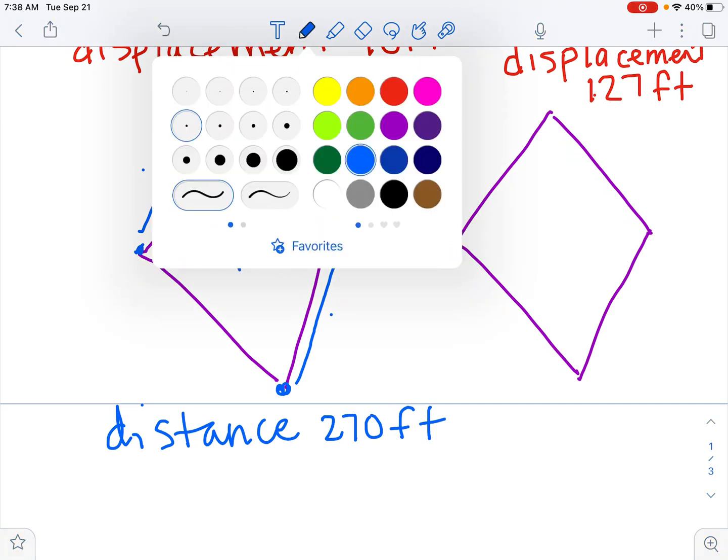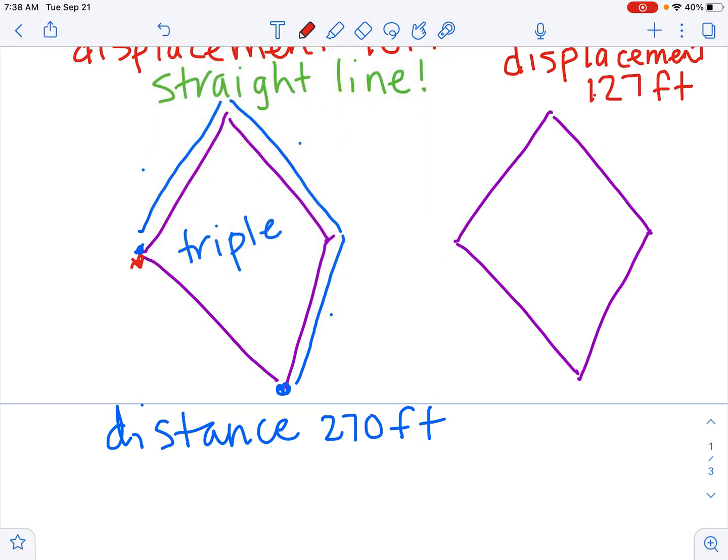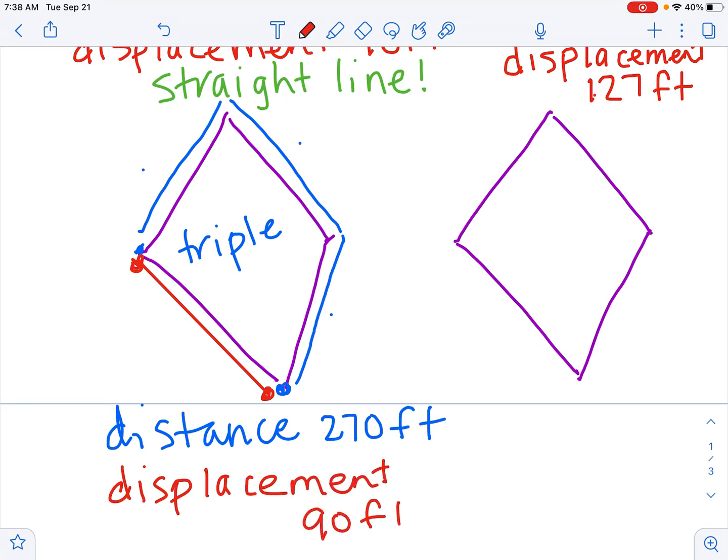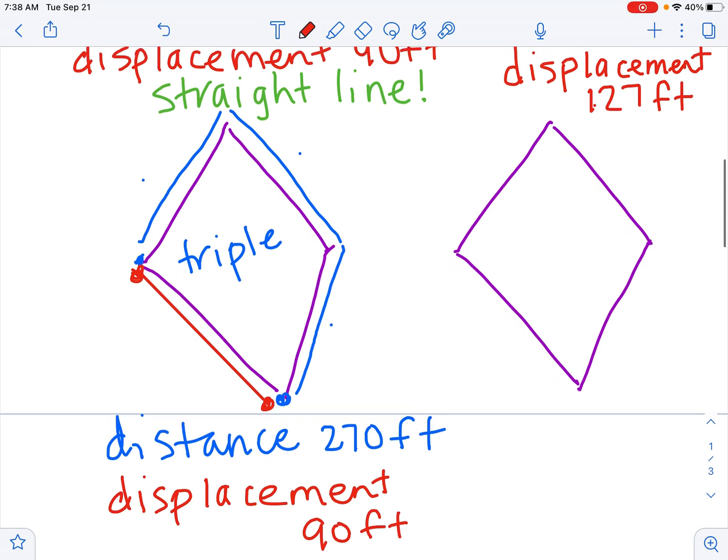All right, now let's take a look at our displacement, however. This is where we ended. This is where we started. So remember, displacement is a straight line between where we started to where we ended. So our displacement here is going to be what? It's going to be 90 feet. Okay?